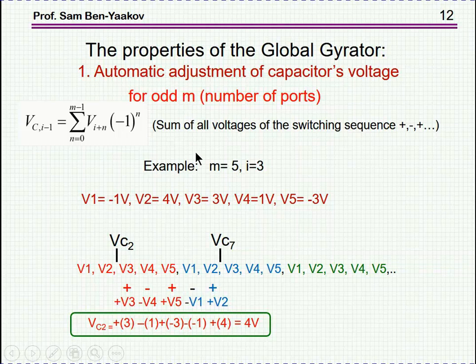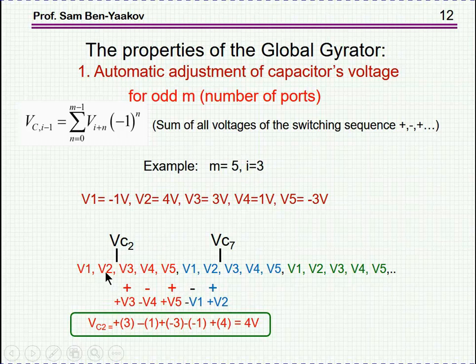I'm taking an example. Suppose we have a sequence of M switching states, and the port signals or the voltages are minus 1 volt, 4 volt, 3 volt, 1 volt, and minus 3 volt. This is just an arbitrary sequence, nothing special about it. So suppose I like to calculate what is the capacitor voltage just before switching state 3 is turned on. Okay, so here we are.